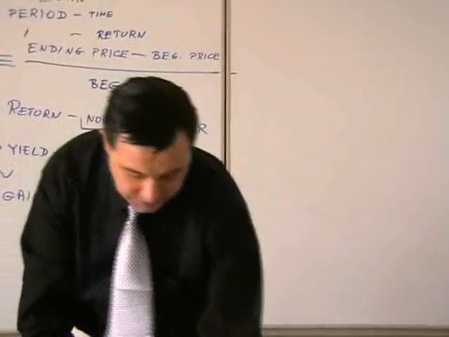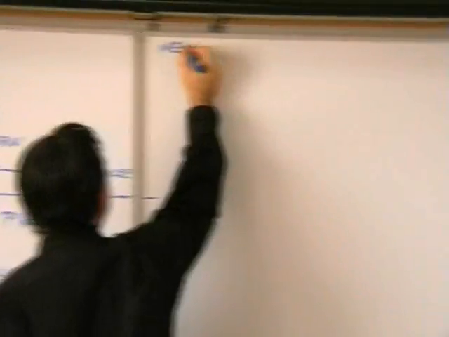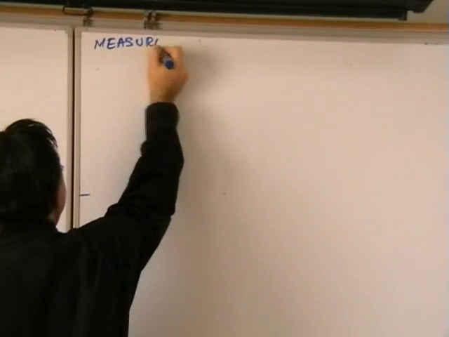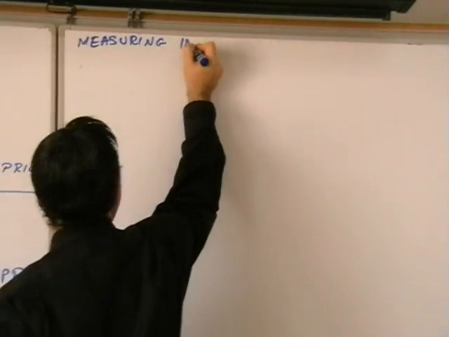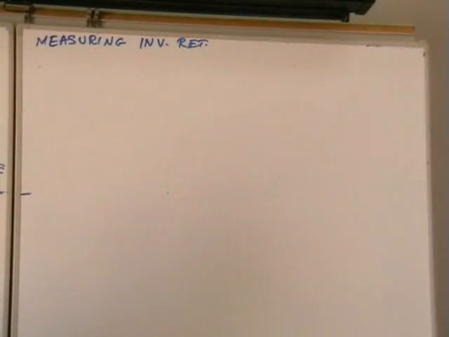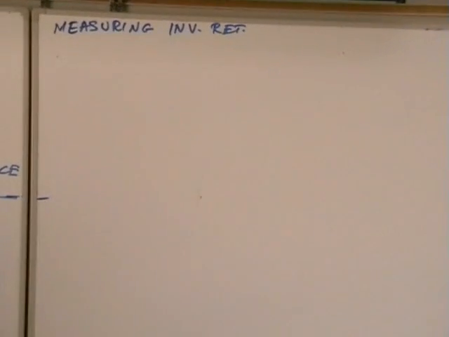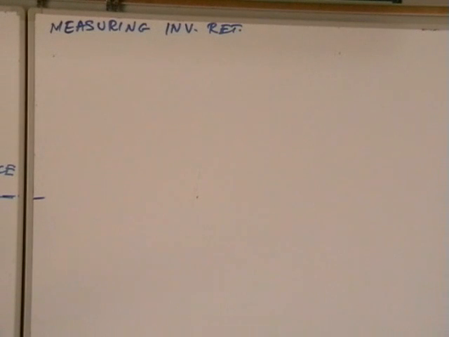Now let's do the following. Measuring investment returns. In other words, if you had an investment for 6 months or for 3 years, how are you going to get the rate of return?